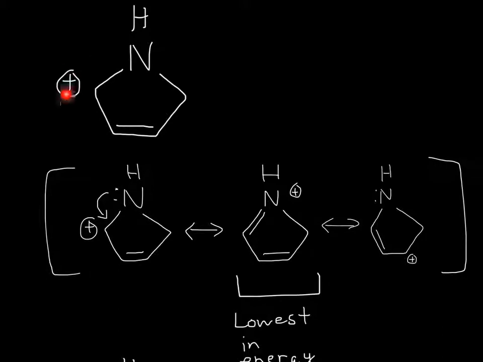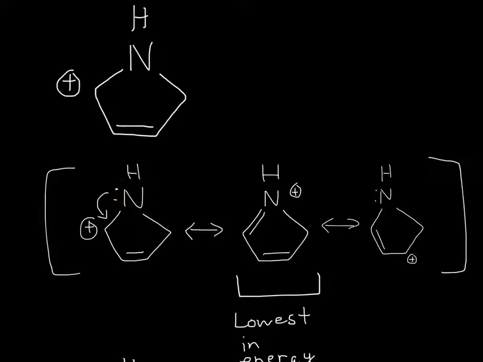Whenever you have a positive charge and a double bond, or the other thing is you don't see it here, but there's actually a lone pair. You need to draw that out and see that there's a lone pair there. So if you have a double bond, a lone pair, and a charge, usually the double bond or the lone pair will go to fix the charge.